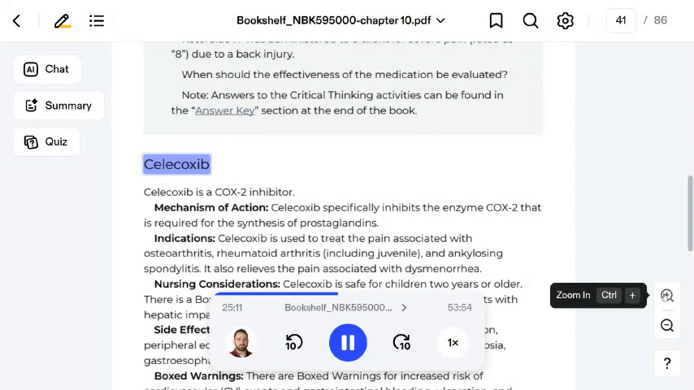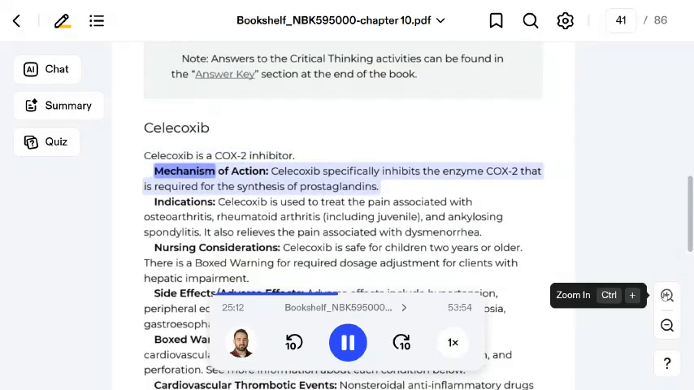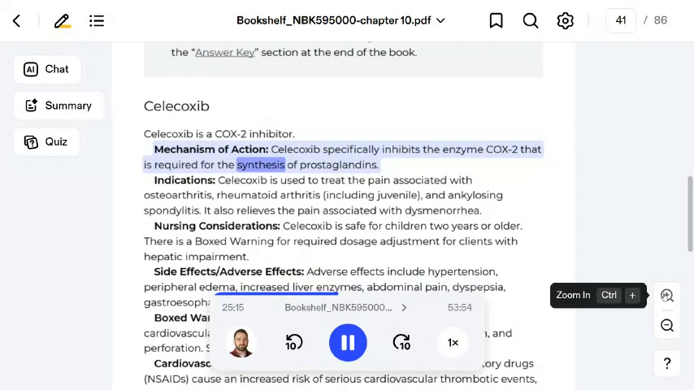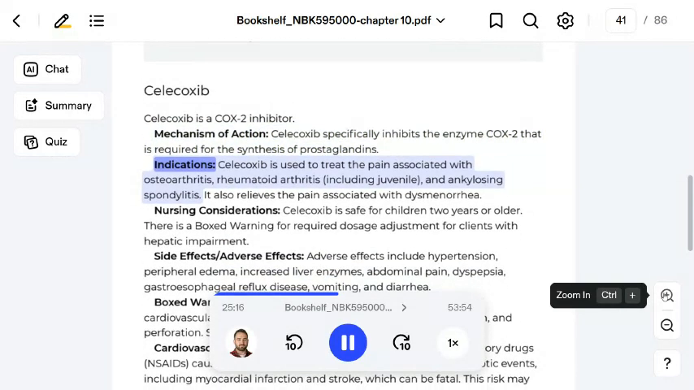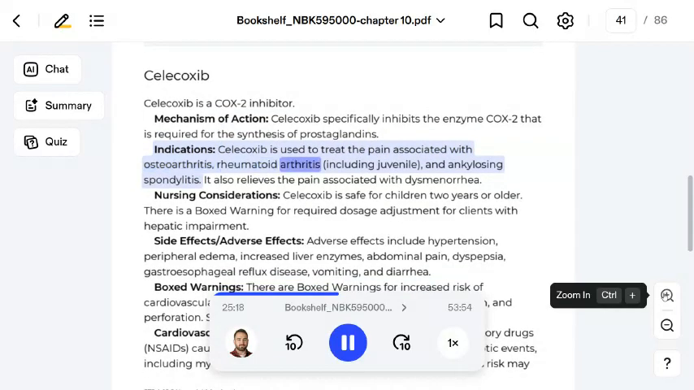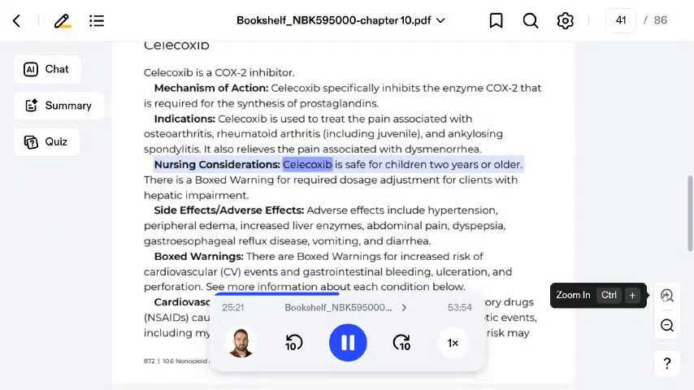Celecoxib. Celecoxib is a COX-2 inhibitor. Mechanism of action: celecoxib specifically inhibits the enzyme COX-2 that is required for the synthesis of prostaglandins. Indications: celecoxib is used to treat the pain associated with osteoarthritis, rheumatoid arthritis, and ankylosing spondylitis. It also relieves the pain associated with dysmenorrhea. Nursing considerations: celecoxib is safe for children 2 years or older.